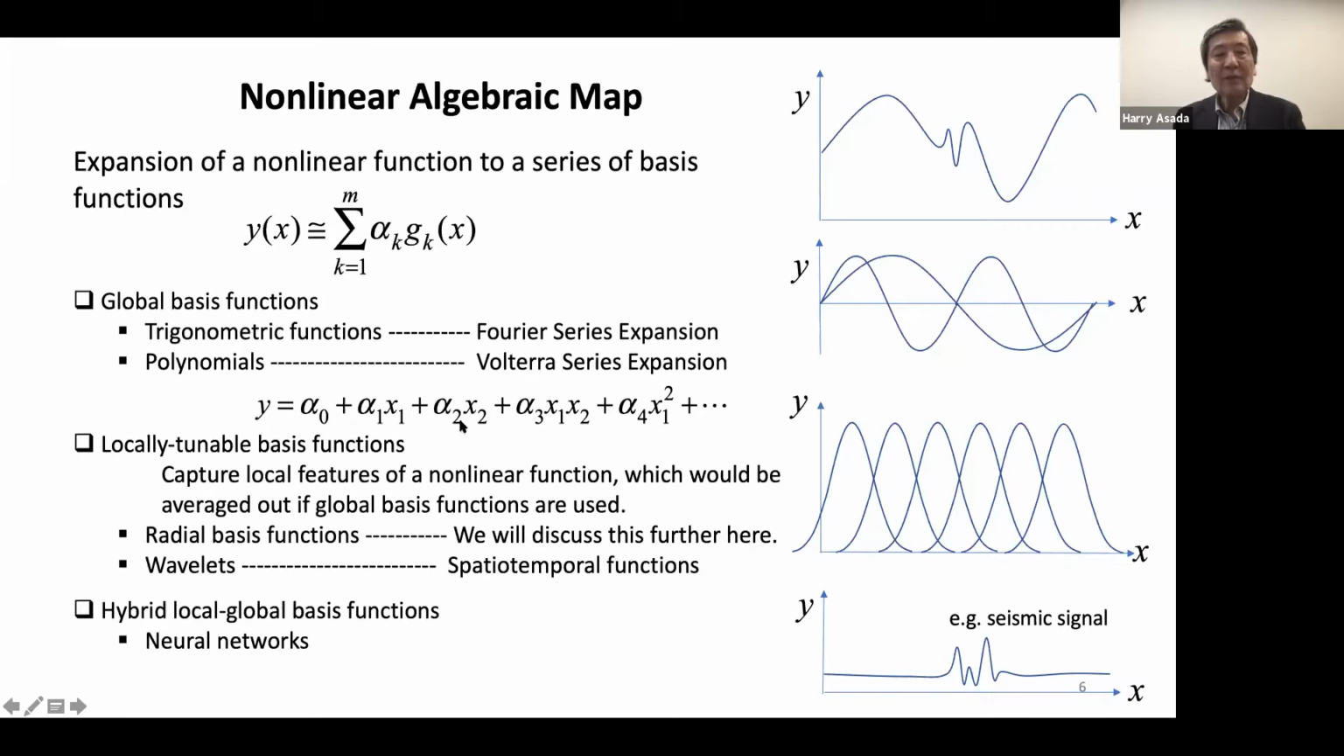The first terms are linear, right? Alpha 1 x1, alpha 2 x2. But here's the cross product, x1 x2, and then x1 squared, x2 squared. This series goes on forever. That's a Volterra series expansion. I know that Professor Ian Hunter's doctoral thesis was on the Volterra series expansion, and he's been one of the major contributors to this technique.